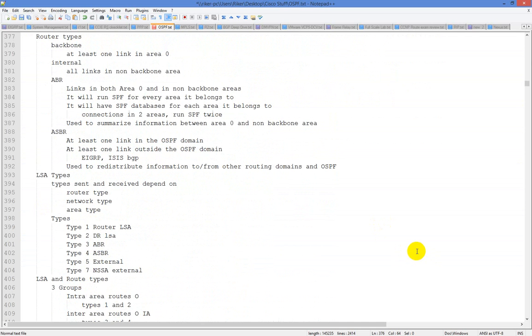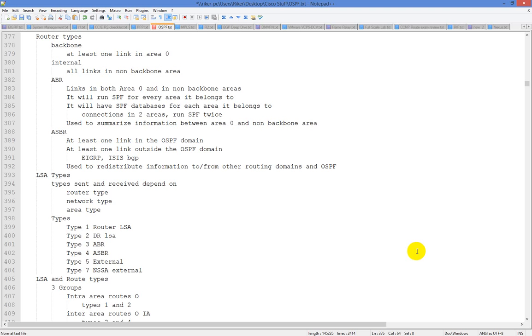Router types are going to be backbone, with at least one link in area 0. If all links are in area 0, that's what they call a backbone router. Any router that's in area 0, regardless of how many interfaces there are, is a backbone router at the end of the day. If you have an internal router, you have all links in a non-backbone area.